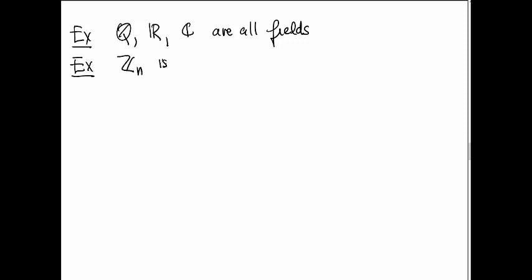Okay. So here are some examples. The set of all rationals, the set of all reals, the set of all complex numbers are all fields. Here's another example. If we take Z_n, then Z_n is a field if and only if n is prime.